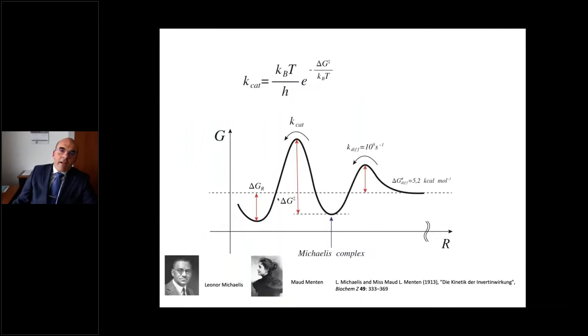Okay, when the substrate starts to approach the enzyme, it must first find the active site. This searching is usually diffusion controlled, and the barrier here to search the active site is 5.2 kcal per mole, and this corresponds to a rate constant of 10^9. So this is a diffusion controlled reaction.